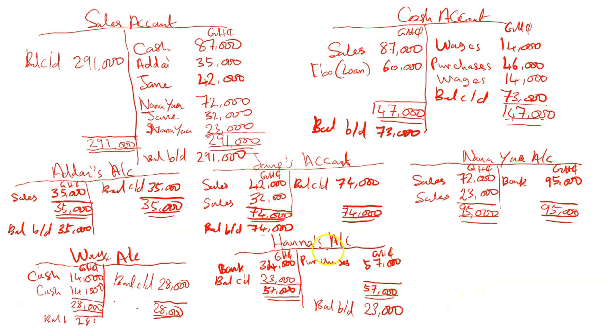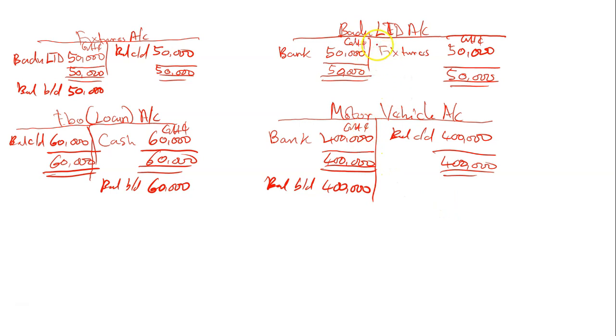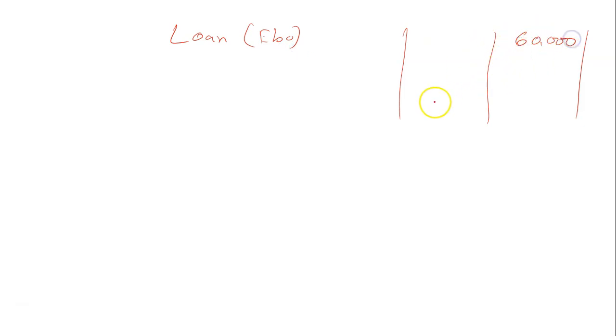Okay, so the next is Bedu Limited. It's self-balancing, so it won't be recorded. Now let's look at loan. Loan has a credit balance of 60,000 Ghana cedis. So we are going to record it. Okay, so I'm continuing from there. So loan from Ibu, 60,000 Ghana cedis, credit balance of 60,000 Ghana cedis.